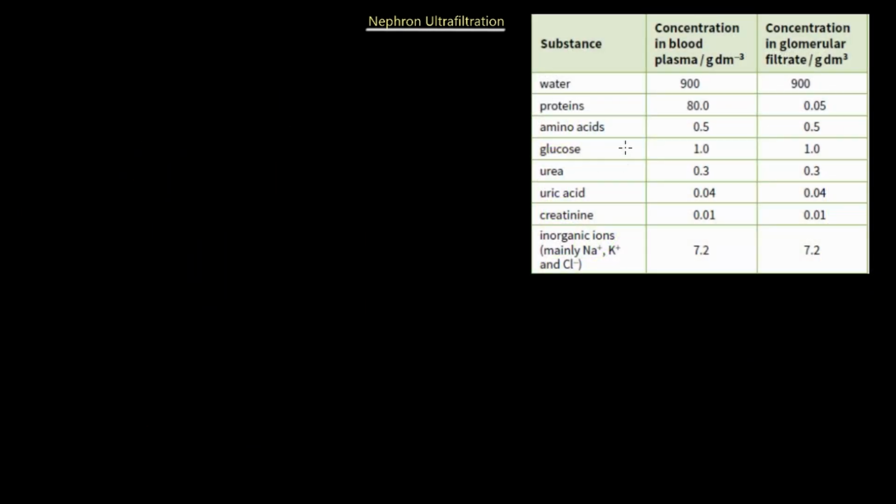So in this diagram, we have an outline of the substances that will go through and the substances that won't. Something to note here is that pretty much everything goes through at its peak concentration. So the concentration in the blood is going to equal the concentration that we get in the glomerular filtrate. That's a tough word to say, glomerular filtrate.